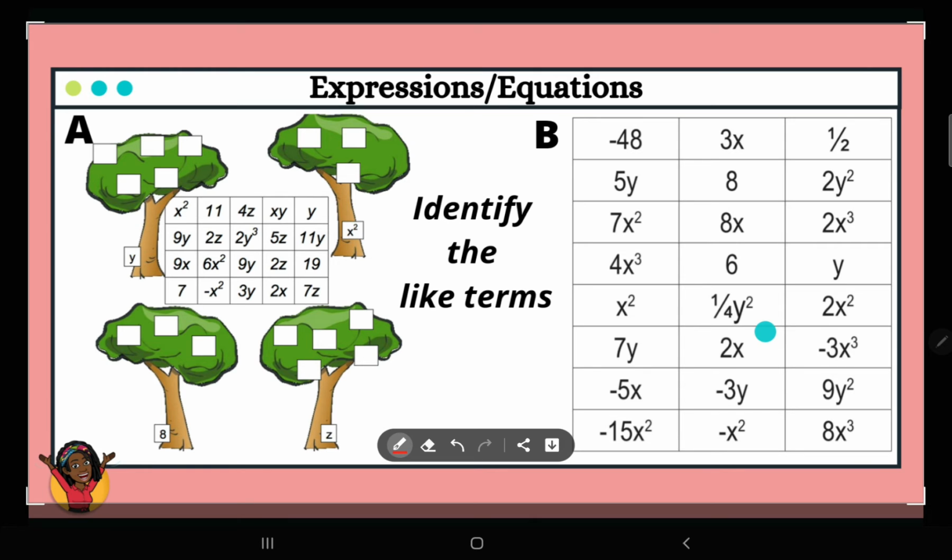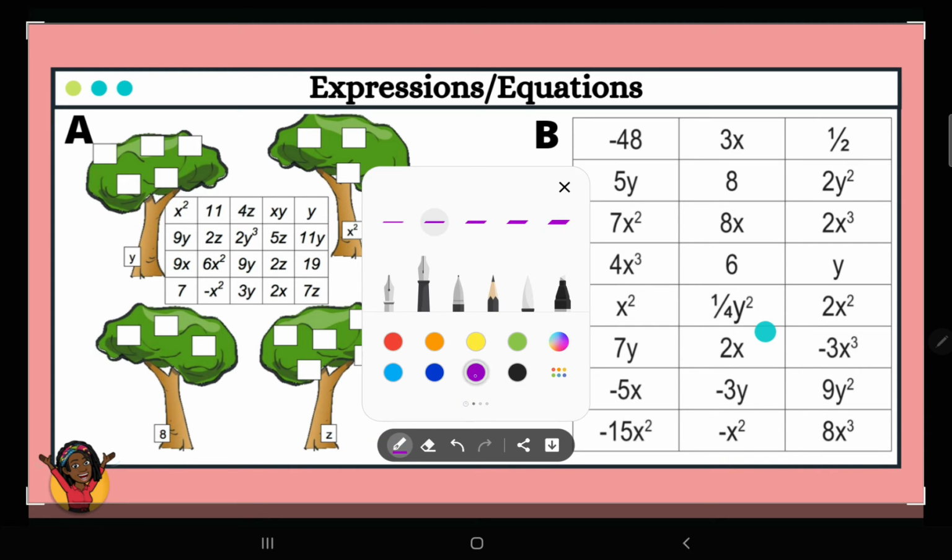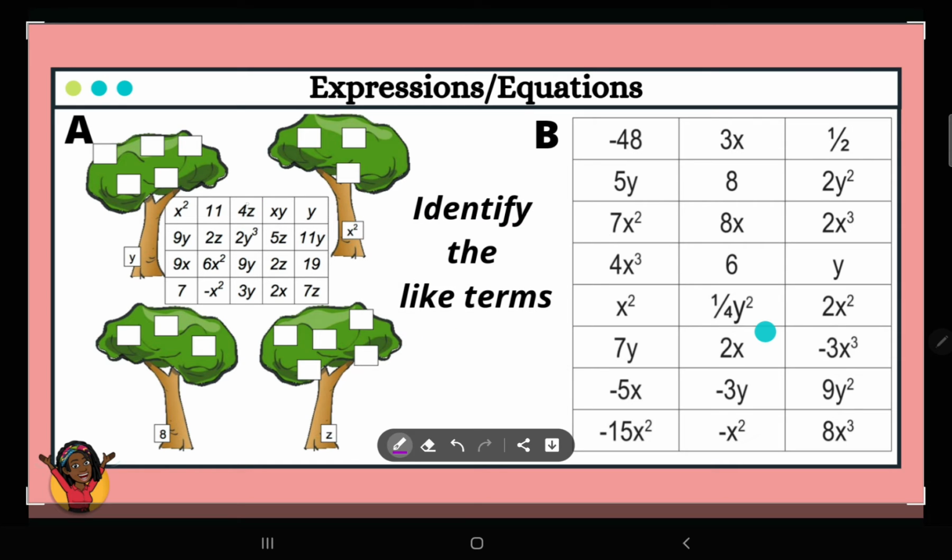All right, so let's go ahead and identify some like terms. At the base of our tree, we see that we have the variable y, x squared, z, and 8, which is our constant. So we're going to go ahead and use this bank to fill in the missing values in the tree. So the like terms of y, again, it must have the same variable, same exponent. The coefficient can be different. So I see y here. We're going to go ahead and write that in.